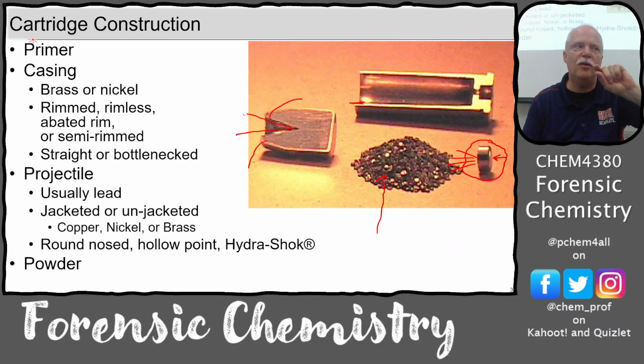It goes through the rifle. In order to make it more accurate, it spins the bullet. So you can see rifling marks inside the barrel.